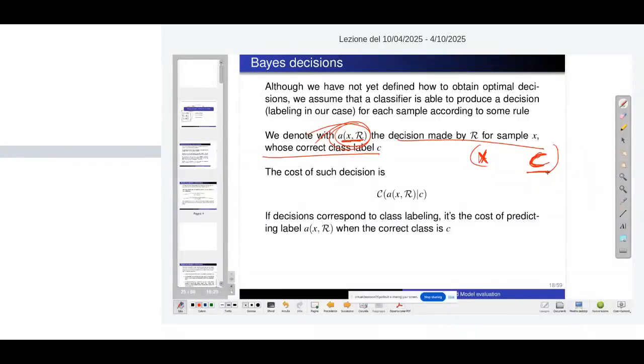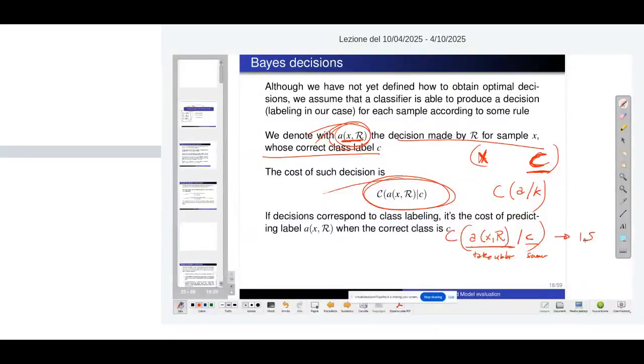If we know class C, we can measure the cost of the decision of our classifier. Remember that for each action, we have a cost of action when the class is K. Then for sample X, the action that we take is action of X according to the recognizer. The class is C because we know that the sample is from class C. We go with these two entries in our matrix of cost. So for example, take umbrella and snowy. In this case, it will be the cost that we had in our matrix, which, if I remember right, for take umbrella and snowy was 1.5.